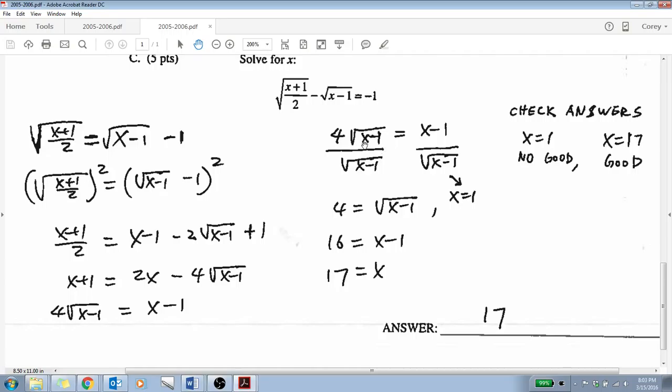But notice when I divide by the square root of x minus 1, if x did indeed equal 1, I'd have something divided by 0. If I plug a 1 in for x, I'd get the square root of 0, so a 0 in the denominator. You cannot have that, so this would not even be an option, and your answer would just in this case be x equals 17.